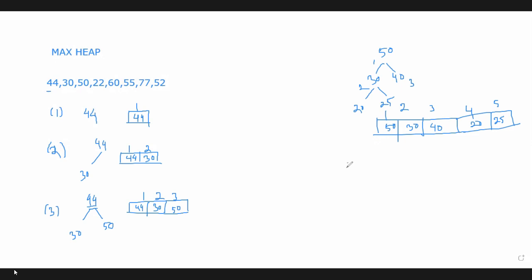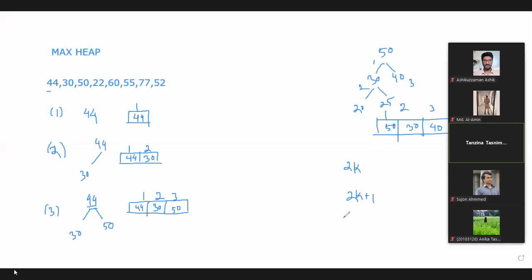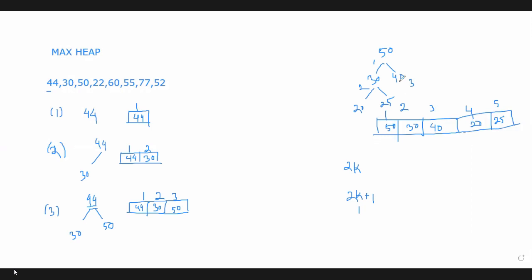By using this equation. For the left child, if k equals 1, then 2k is the position of its left child and 2k plus 1 is the position of its right child. So when k equals 1, 2 into 1 equals 2. That means 30 is the left child of 50. And 2k plus 1: when k equals 1, 2 into 1 equals 2, 2 plus 1 equals 3. So 40 is the right child of 50. Is it clear? If we want to find out the child nodes of any parent node, we can use this formula. For finding the position of the left child, use 2k. For the right child, 2k plus 1.